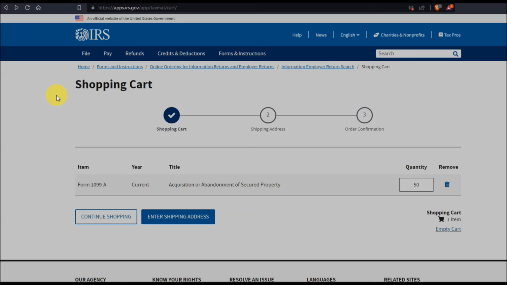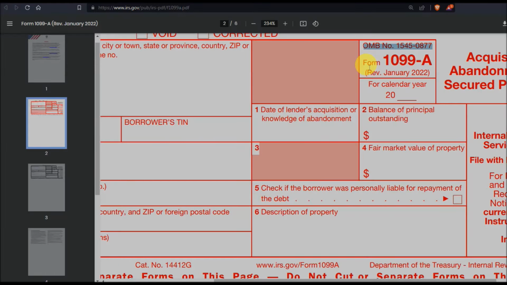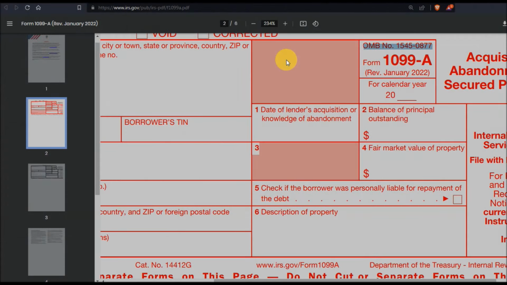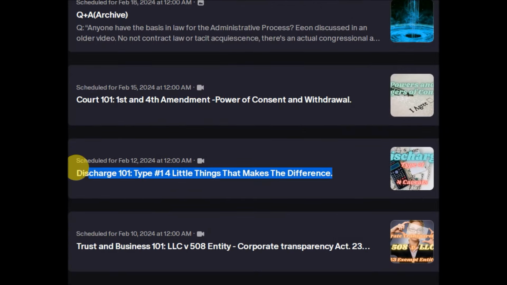And even if it's just for a vehicle where you already possess the physical property, it always matches the blank of bond series of the year. In the non-UCC video, how to do it properly with the court cases, I explained the office that deals with omnibus and the significance. Nonetheless, when it comes to IRS forms, these omnibus blank. The complete video is posted on the Patreon page.